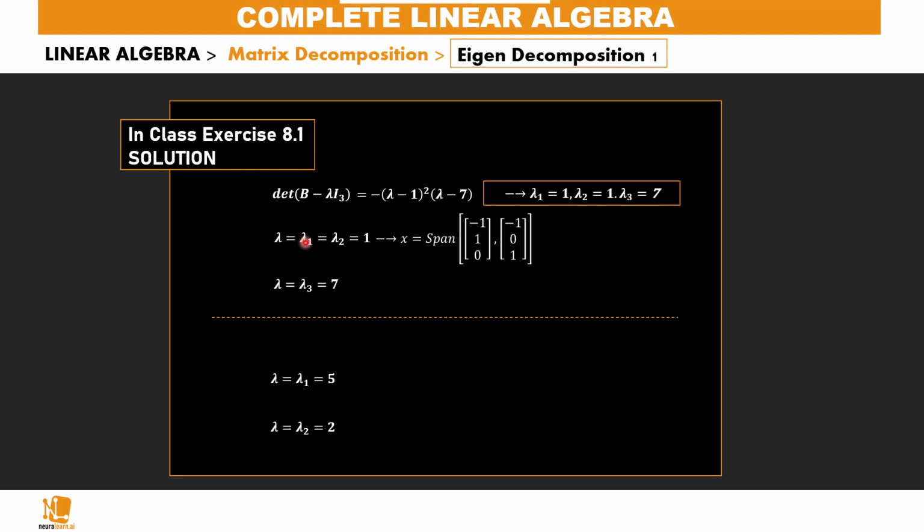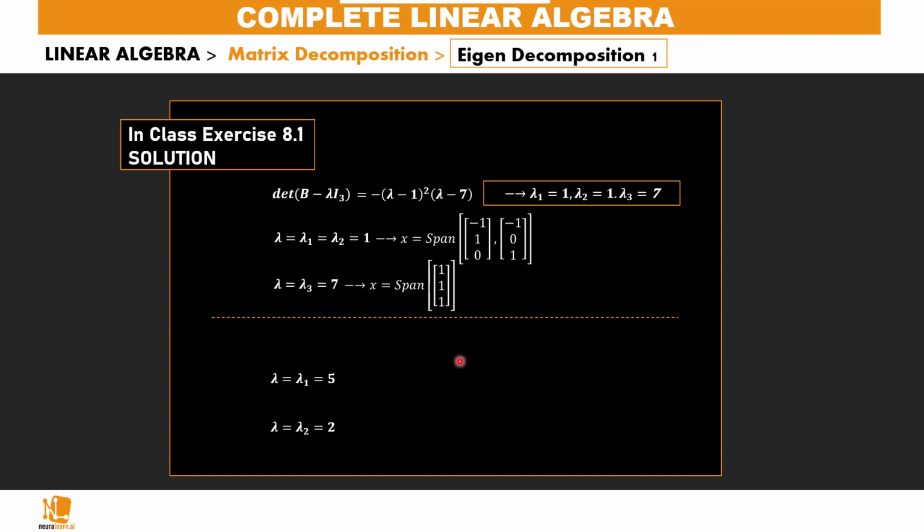For lambda 1 equals lambda 2, we have two vectors which generate all the eigenvectors. So unlike other examples where we just had one vector, in this case we have two vectors which generate all the other eigenvectors. Instead of one vector generating all the other vectors on a line, in this case we have two vectors which generate a plane. So our eigenvectors in this case lie on a plane instead of a line. When lambda equals 7, we have this vector which generates all the other vectors which lie on a line.